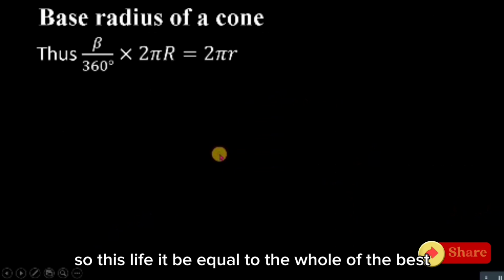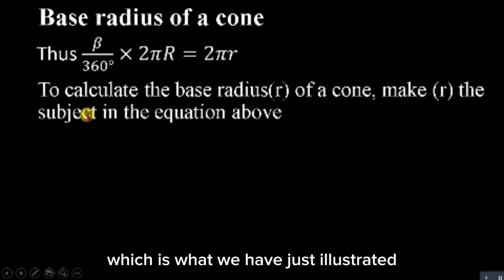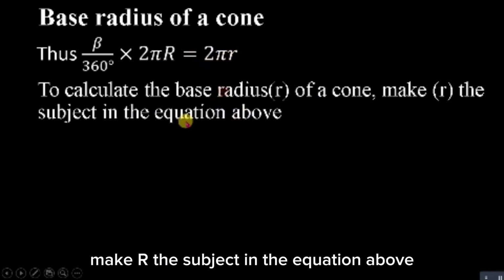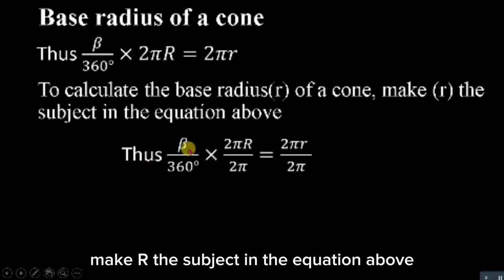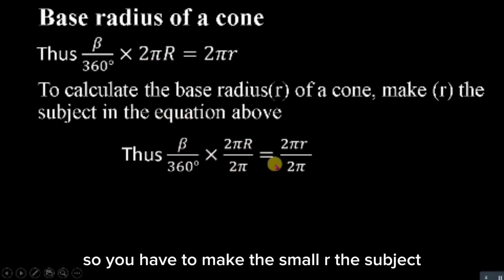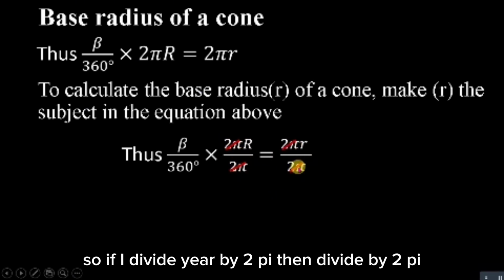Now the base radius of a cone, which is what we have just illustrated. To calculate the base radius of a cone, make r the subject in the equation above. So you will find the small r. You have to make the small r the subject by dividing through by 2 pi. If I divide here by 2 pi, then 2 pi and 2 pi go away, and 2 pi and 2 pi also go away, leaving r.